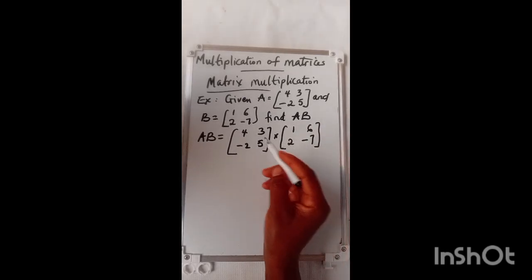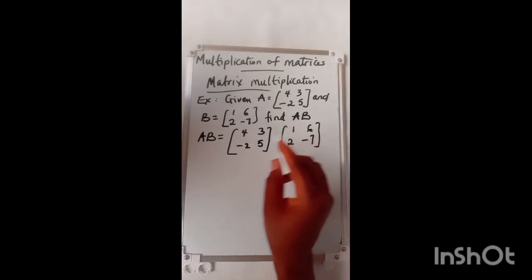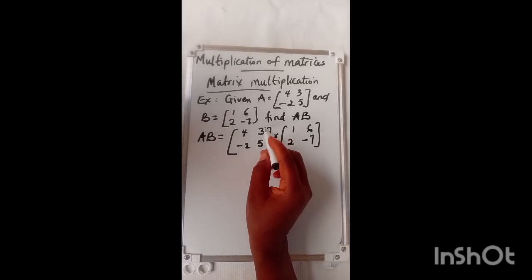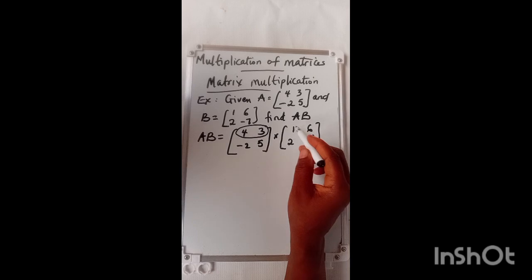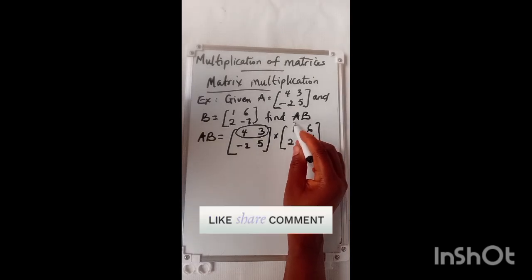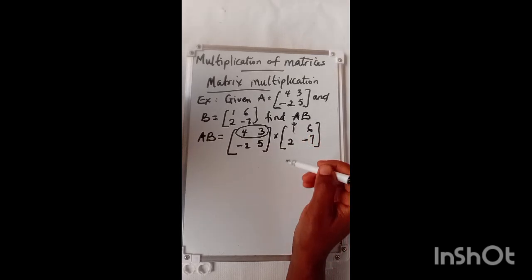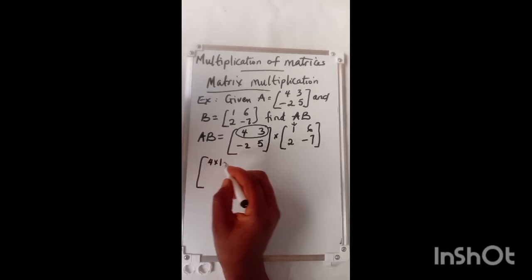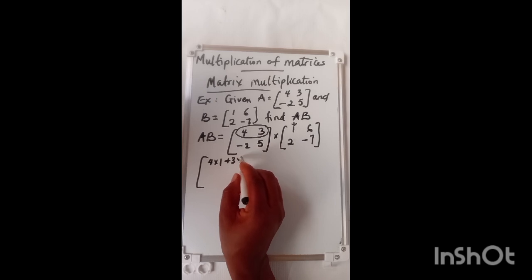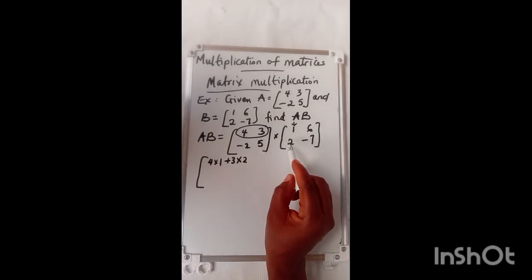How do we multiply? We are going to multiply row by column. So this is the first row of matrix A. We use it to multiply matrix B, first column. First row will be multiplied by B, first column. So we are going to be having 4 times 1 plus 3 times 2.